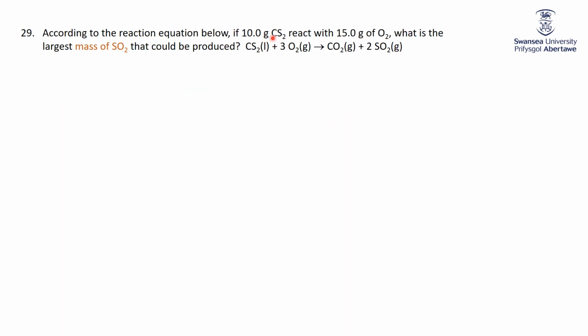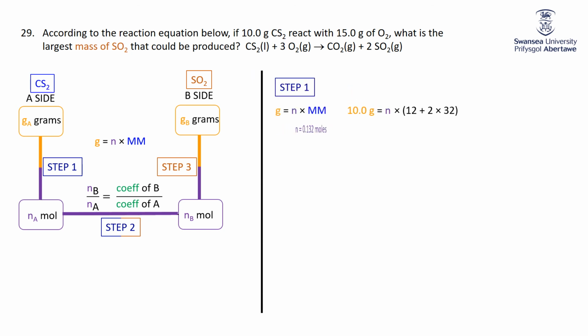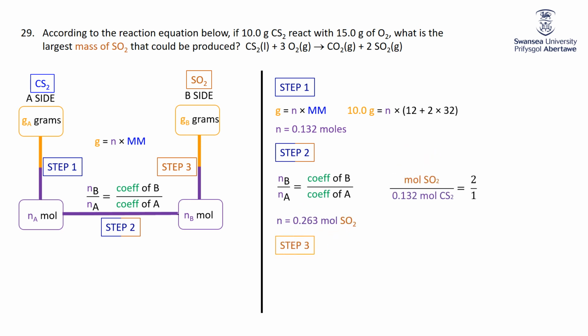Finally, back to grams and grams and grams. So there is our standard grams to moles, moles to moles, moles to grams. Always interested in SO2 on the B side. Two possible A sides. We'll start off with CS2. Again, I'm just going to click through it, make sure everything looks good. Always check these things if you need to. And so we end up that we have enough CS2 to give us 16.8 grams of SO2.